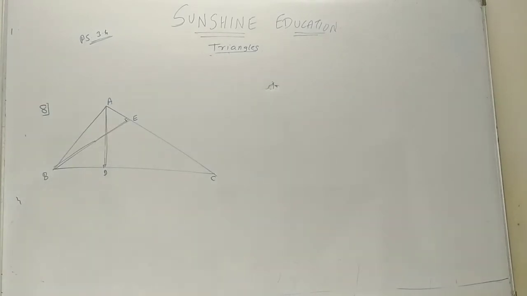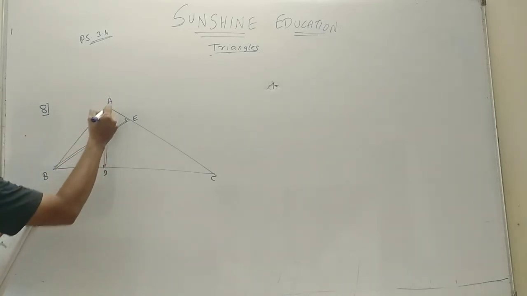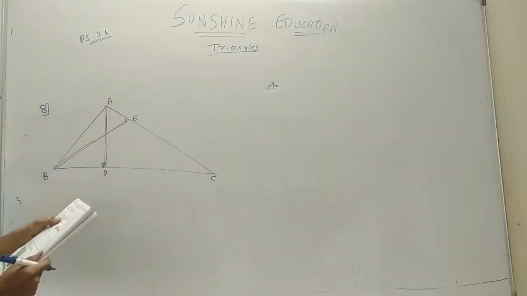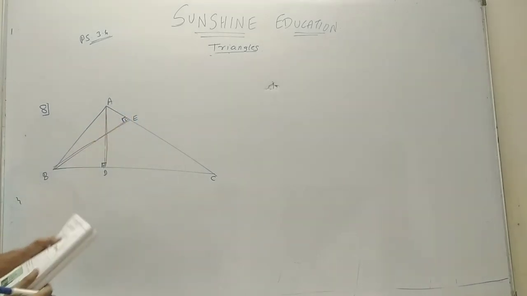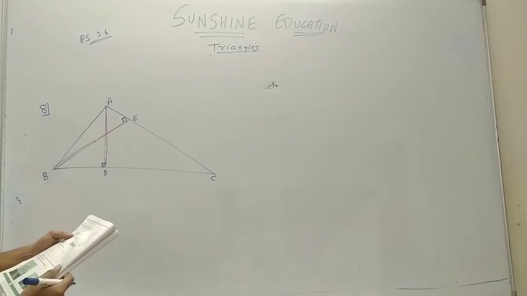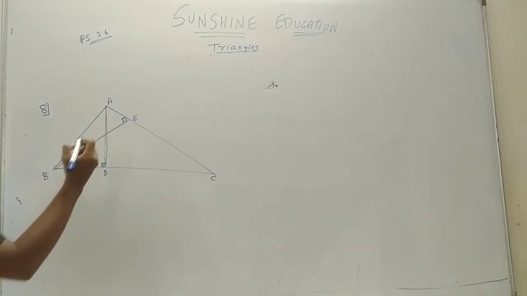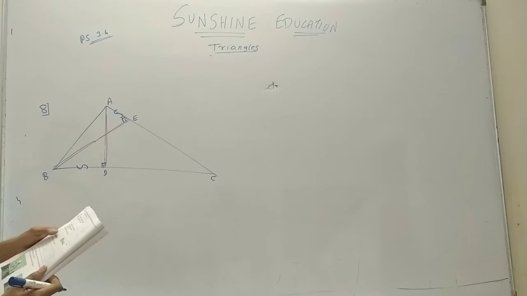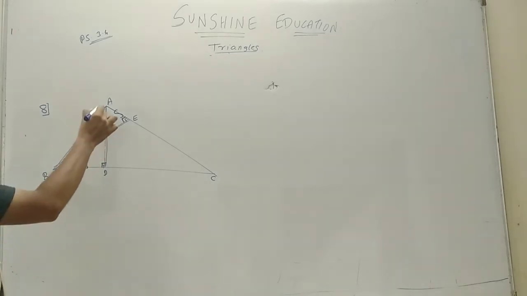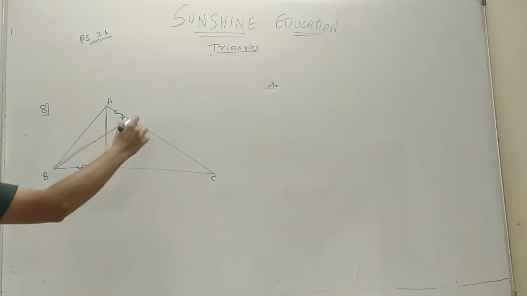Okay, now we will start with the 8th question. What is given in triangle ABC? We have a triangle ABC, and AD and BE are altitudes. AD is an altitude, you can see this is 90 degrees over here, and BE is also an altitude, you can also see 90 degrees over here. AE is equal to BD, that is, AE, this smaller part, is equal to this smaller part of this triangle. We need to prove that altitude AD is equal to altitude BE.